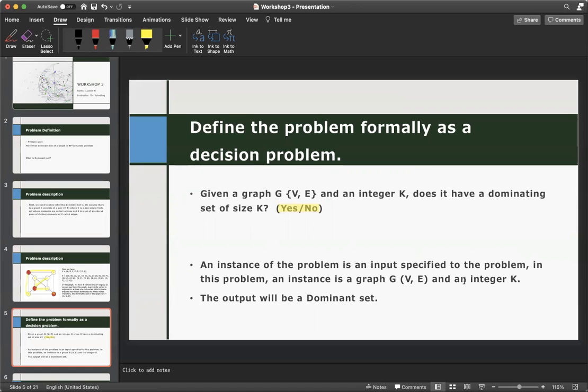So in terms of the input and output, we all know that an instance of the problem is an input specific to the problem. In this problem, an instance will be a graph G, V, E, and an integer K. The output will be a dominating set.